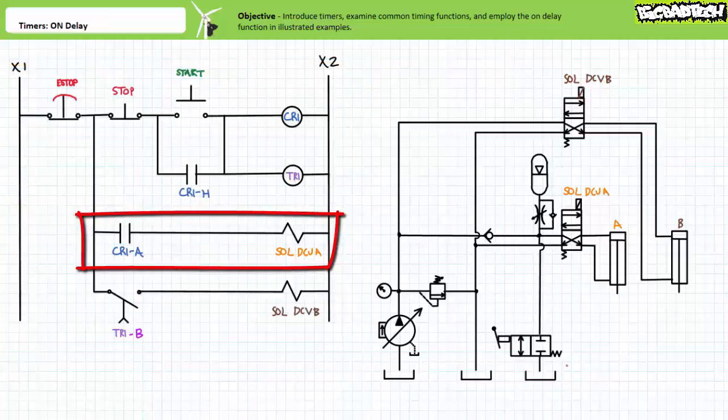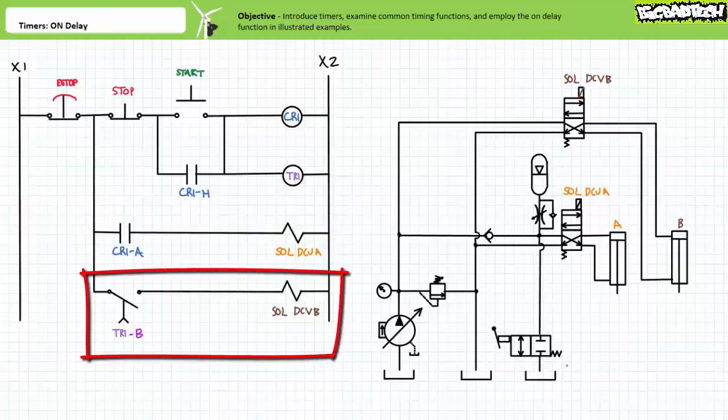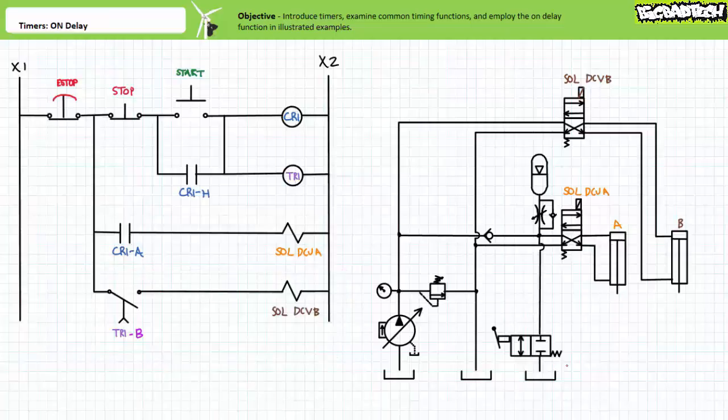Rung 3 contains a regular, normally open contact CR1A associated with a regular control relay CR1 in series with solenoid A. Rung 4, in contrast, contains a normally open time-closed contact TR1B associated with timer relay TR1 in series with solenoid B. Note CR1H and CR1A will respond immediately, whereas TR1B will do so only after the delay period T has elapsed. When an operator presses the start push button, the coils of CR1 and TR1 are both energized.